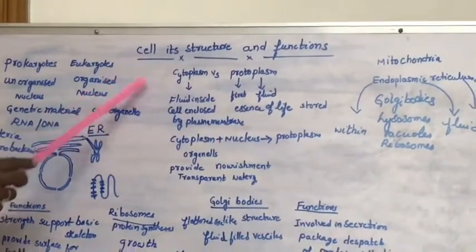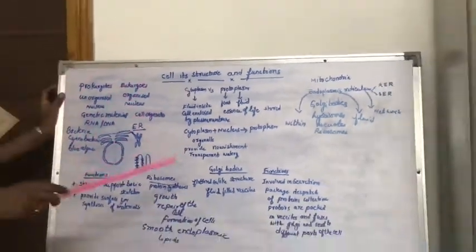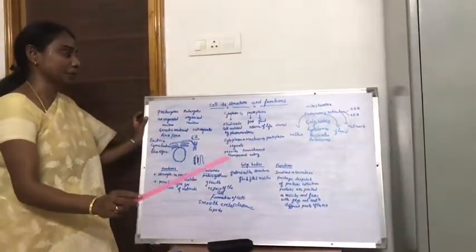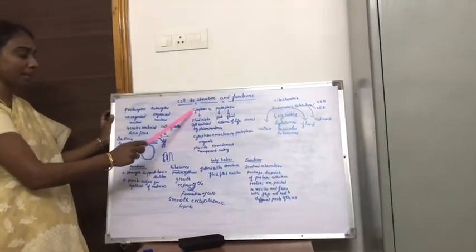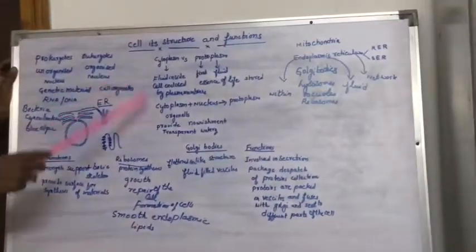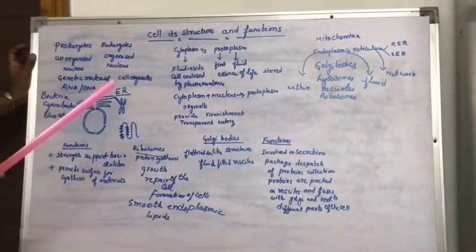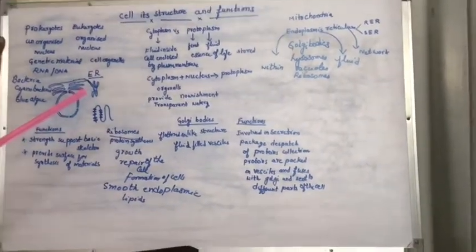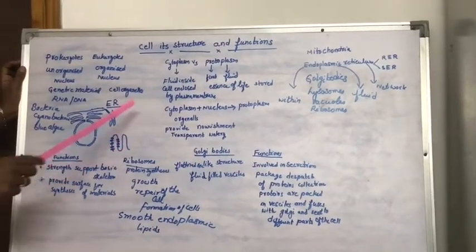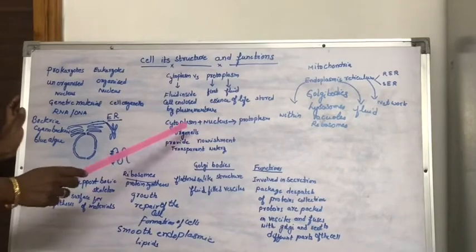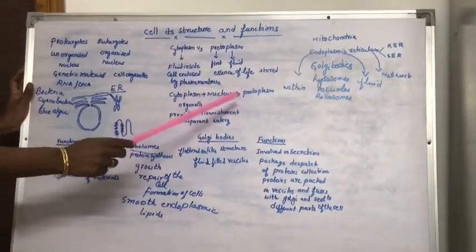Later, with the discovery of other organelles, each having its own specific function, this protoplasm is named as cytoplasm. Cytoplasm is a transparent watery fluid which contains minerals, salts, ions, and nutrients like carbohydrates, etc. This cytoplasm provides nourishment for the entire cell. It nourishes the cell and cell organelles.